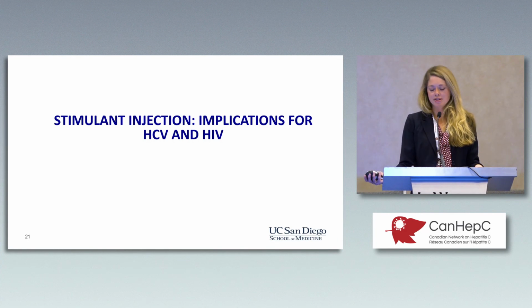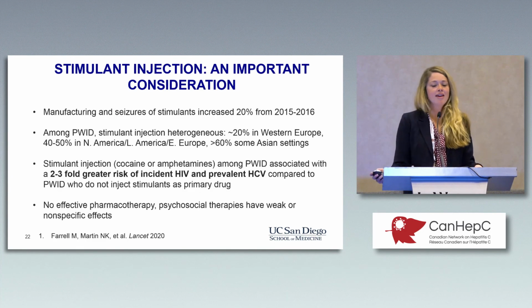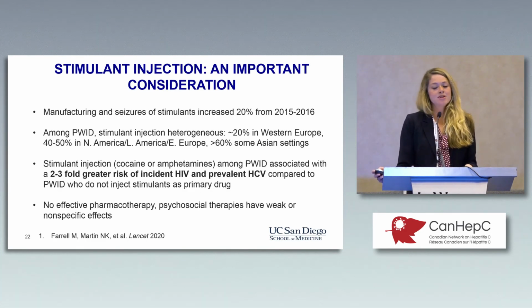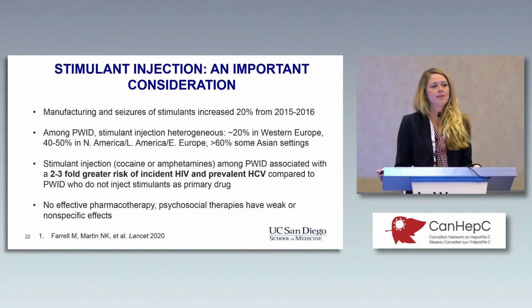Okay, and finally, I'll just take a moment to talk about stimulant injection. In a recent paper that we published in The Lancet, there was a global review about stimulant use and injection. We know that the manufacturing and seizures of stimulants increased 20% from 2015 to 2016, so it's a growing problem globally. Among people who inject drugs, the prevalence of stimulant injection is quite heterogeneous, about 20% in Western Europe, exceeding 60% in some Asian settings. It's about 40 to 50% here in North America.